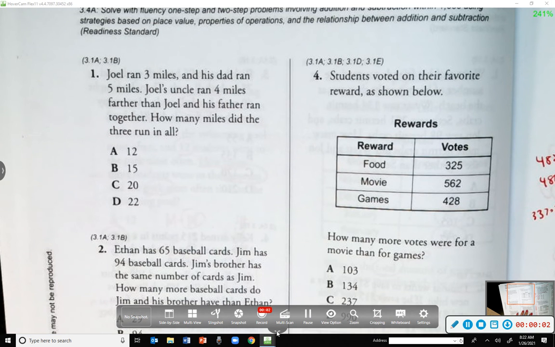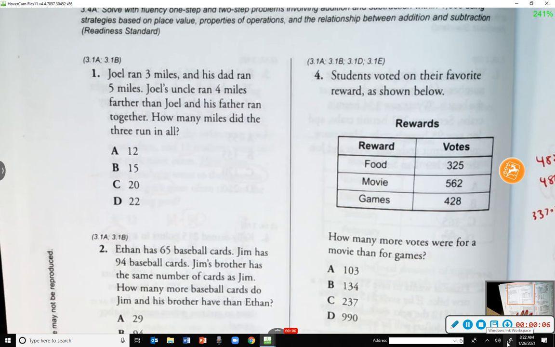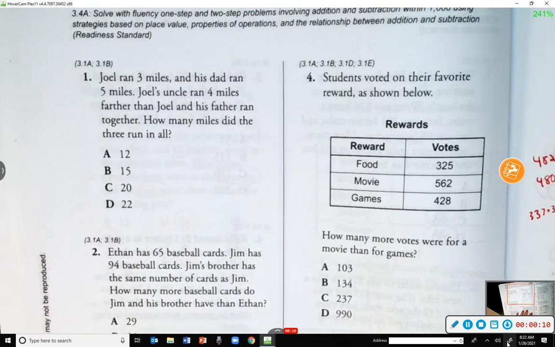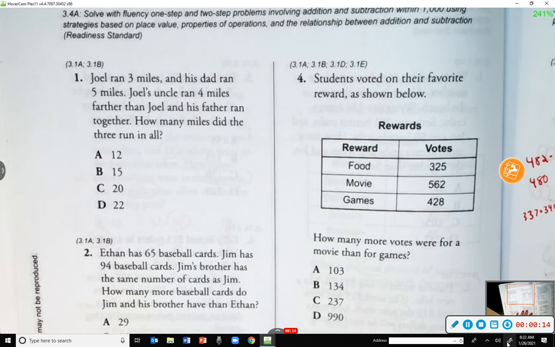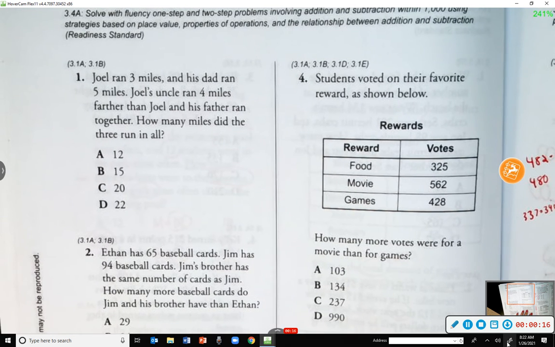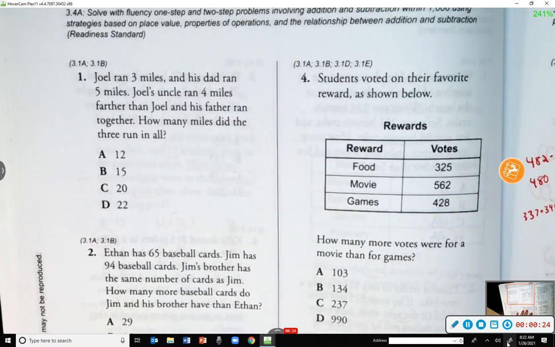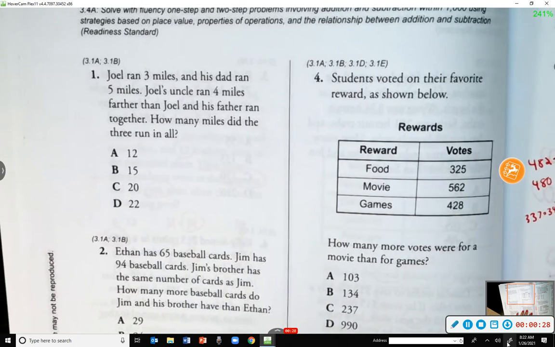Alright, we are checking our warm-up for Tuesday, January 26th on page 48 of our Star Master book. Number 1 says Joel ran 3 miles and his dad ran 5 miles. Joel's uncle ran 4 miles farther than Joel and his father ran together. How many miles did the 3 run in all? Okay, what does in all mean?